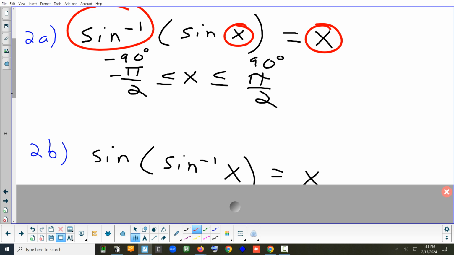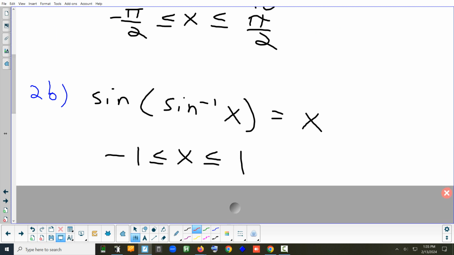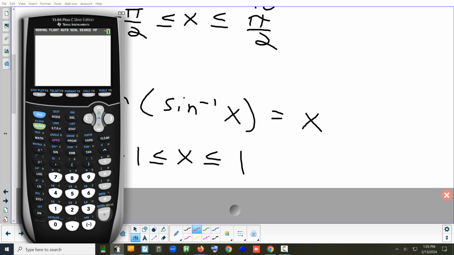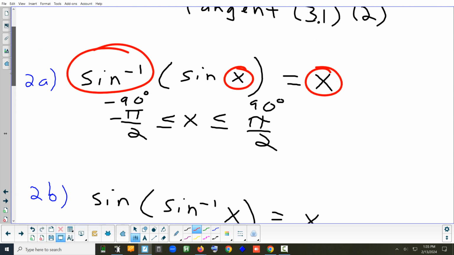That's when the inverse is on the inside. The sine of the inverse sine, they cancel each other out. And the answer that you get is exactly what you started with, as long as you started with a number between -1 and 1. But this time, if you plug in something that's not between -1 and 1, you won't even get a different answer back. You just won't get an answer at all. In formula 2a, you got an answer no matter what. Whatever you fill in here, you will get an answer back.